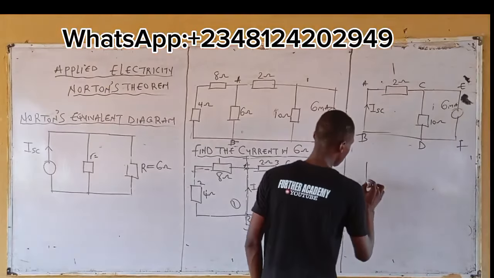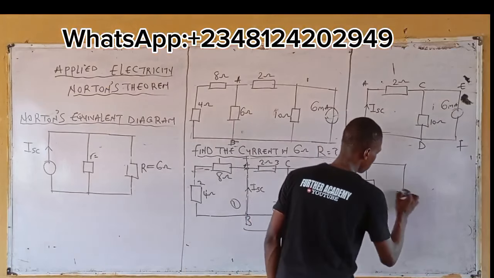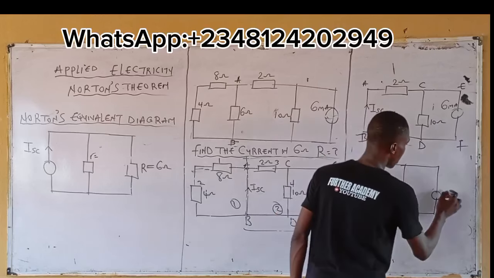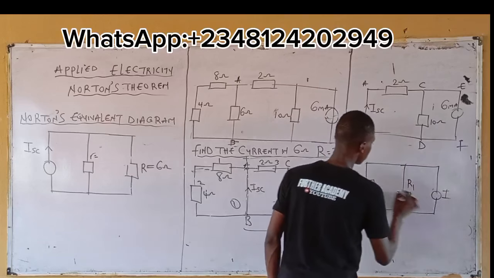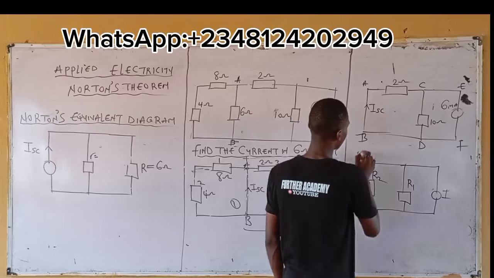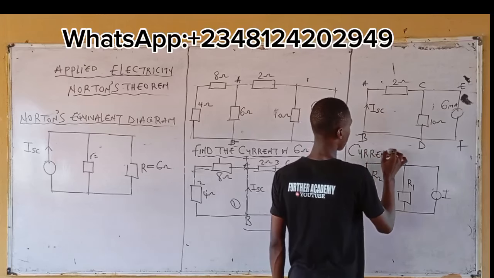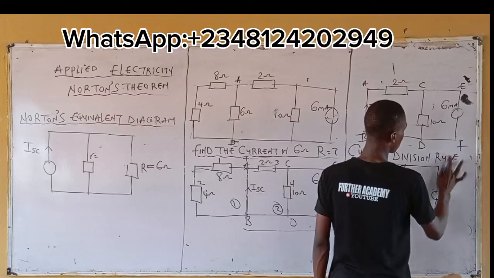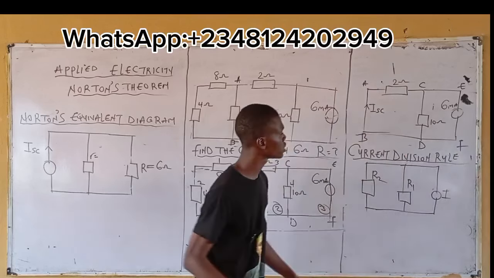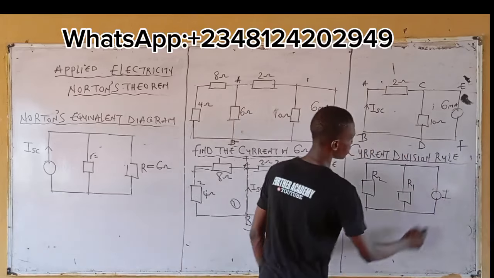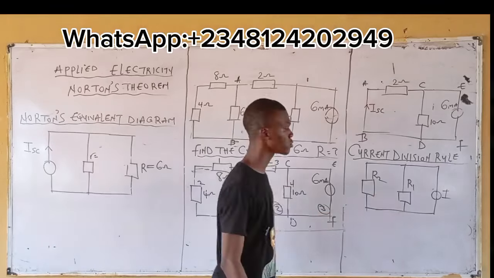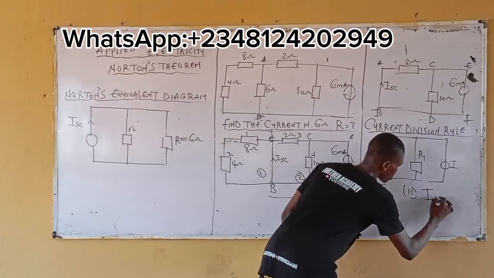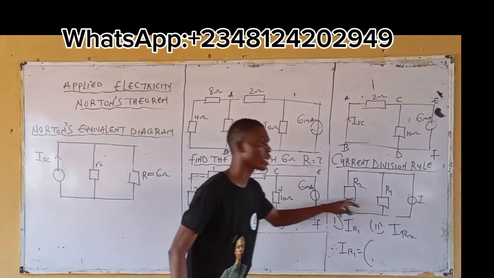Consider this diagram, current division. Say you have this. This is I. This is R1. This is R2. Now, you must find the current in R1 and find the current in R2. In this circuit diagram, you have R1 and R2, right?